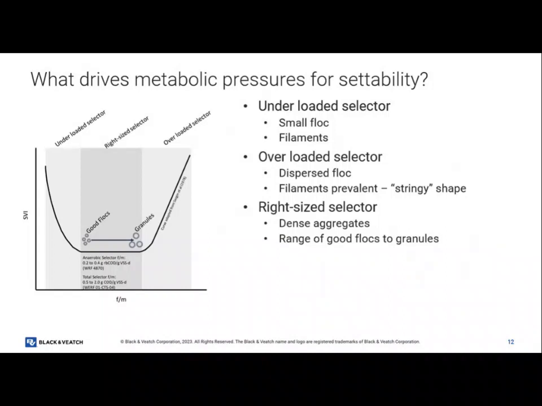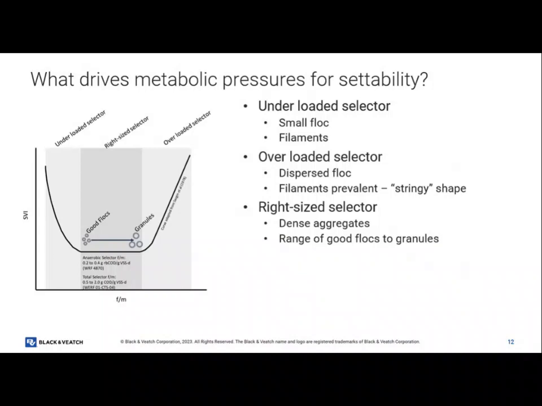So this is good flocs. A lot of plants that are operating day in and day out with an SVI of 75 to 110 are probably in this range here. They have good flocs. Settles well. I think most plants would say they have good flocs. Anymore, you don't hear a lot of plants say they have 150 SVIs. They're out there, trust me, but in general, you don't see that as much anymore. Getting granules is increasing that F to M.